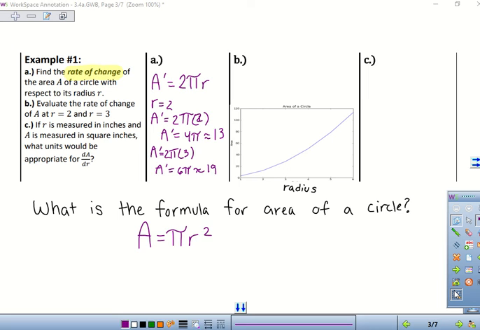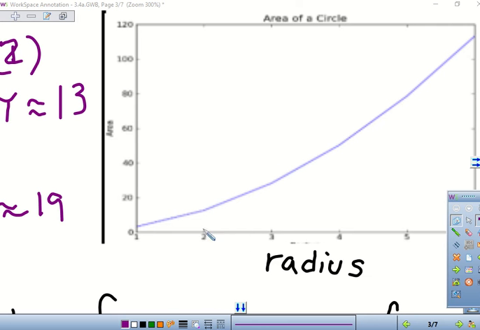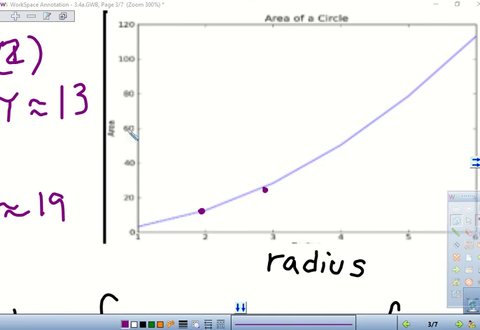Now if we look at the graphical representation of this, I'll try to zoom in. At 2, does it look like we're at approximately 13? Yeah. And at 3, we're at approximately, well, we're a little above, but about 20 or 19, right? So you can see that the graph, when we graph the radius with respect to the area, it's approximately the same as the calculated rate of change, okay?